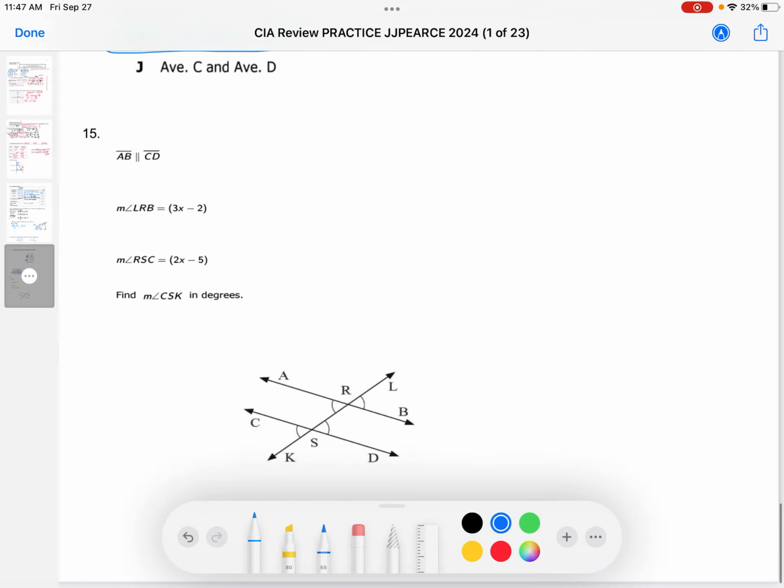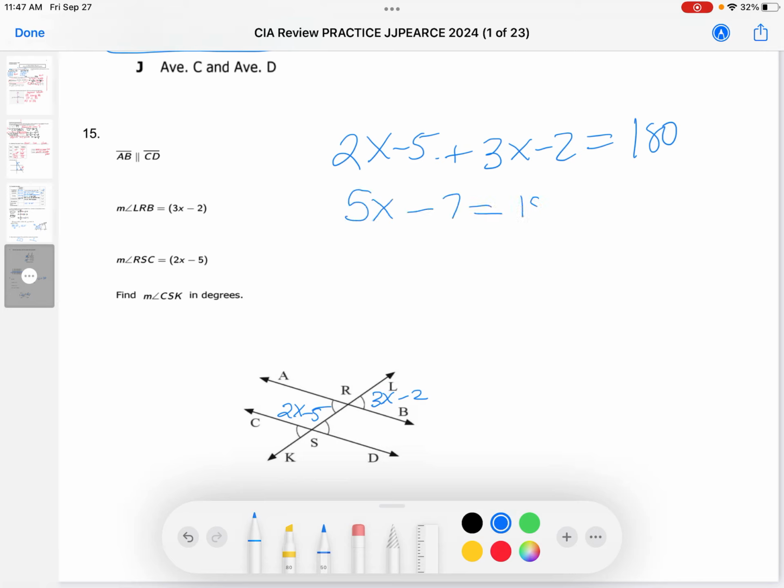And then finally, this is 3x minus 2. This part is 2x minus 5. Those two added together equal 180 degrees. So 2x minus 5 plus 3x minus 2 equals 180 degrees. I'm going to add together 3x plus 2x, which is 5x, minus 7 equals 180 degrees. I'm going to add 7 to both sides. So 5x equals 187. Divide both sides by 5, so x will equal 37.4.